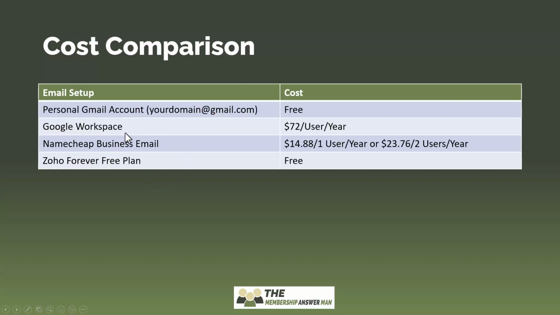And then this next option, and the most expensive option, is this Google Workspace, which is $72 per user per year. And then the next option that I will probably be utilizing is this Namecheap business email. And again, the cost here I'm giving you is the renewal cost. I'm not going to include that first year cost because that's just the first year. After that, each year is going to be this cost here, and that's $14.88 for one user for a year, or $23.76 for 2 users per year, and again, substantially less than the $72 for a user for a year with the Google Workspace. And then again, the Zoho Forever Free plan.